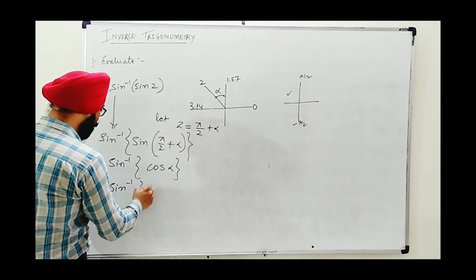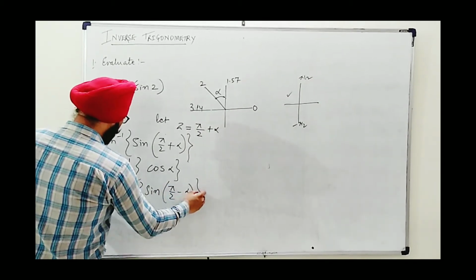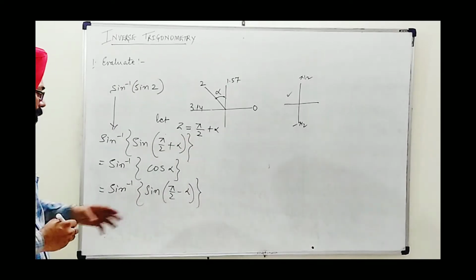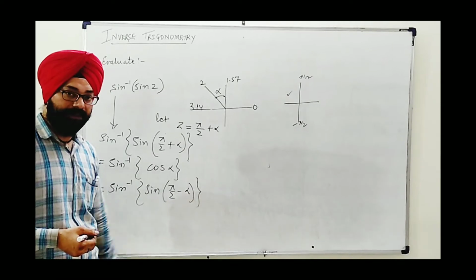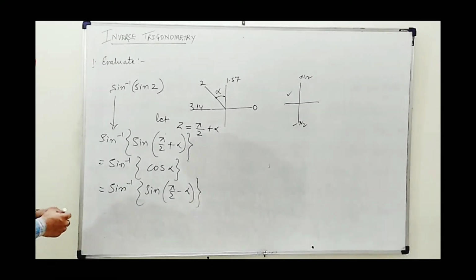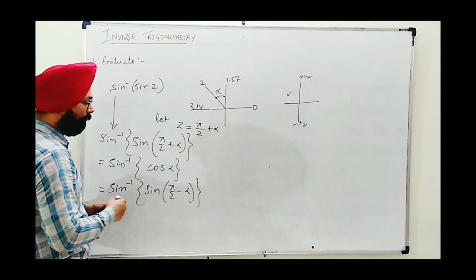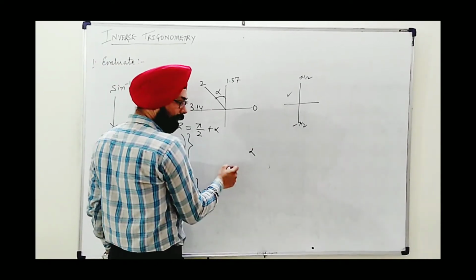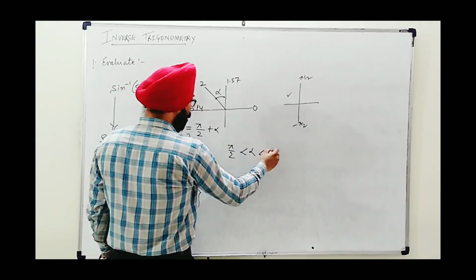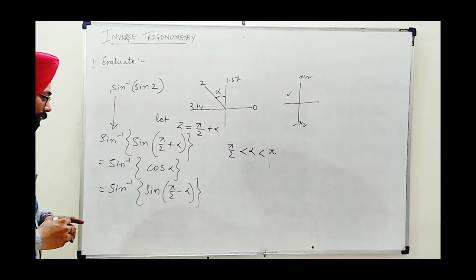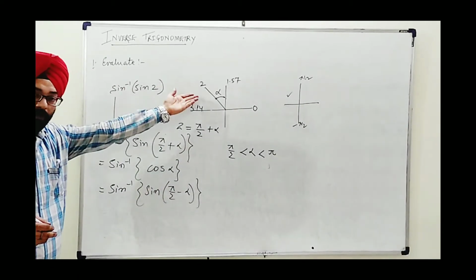sine inverse sine of pi by 2 minus alpha. Pi by 2 minus alpha, by the complementary angle relation, is the 90 minus theta pattern. So as soon as we write so, here we know that alpha is bigger than pi by 2 but smaller than pi. We need to check whether pi by 2 minus alpha belongs to the principal domain or not.